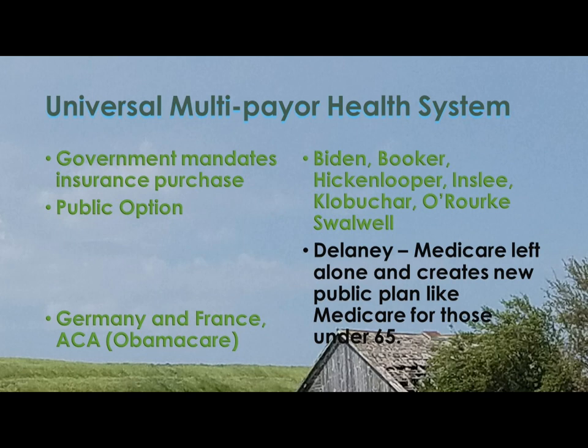You'll see some of the same names that you saw on the Medicare for All list here, because this is a transition tool that many of our candidates are supporting to make a transition to a single payer system. So Biden, Booker, Hickenlooper, Inslee, Klobuchar, O'Rourke, and Swalwell all have some level of support for this type of plan. John Delaney has a similar plan that leaves Medicare intact the way it is, and then develops a product for people from birth to 65. Again, giving you the options to buy in or to buy a government program as well.